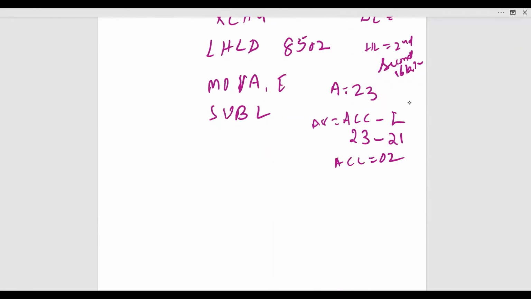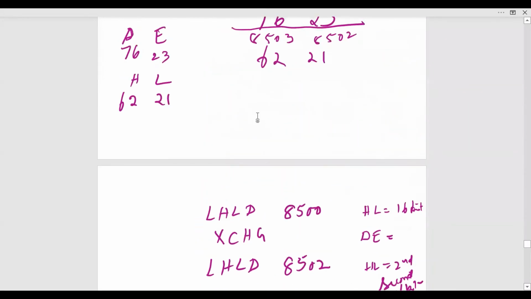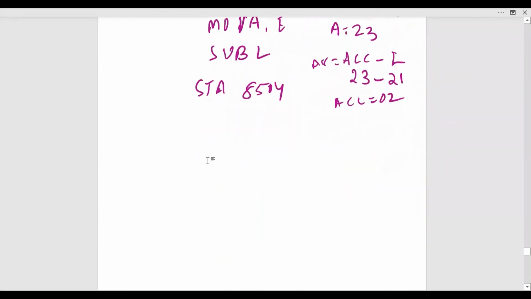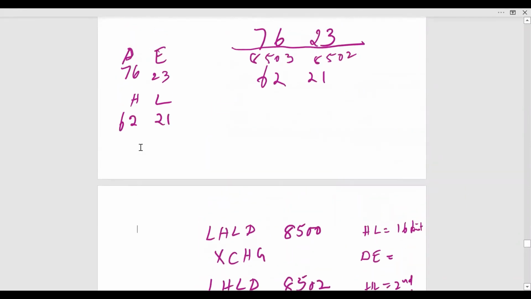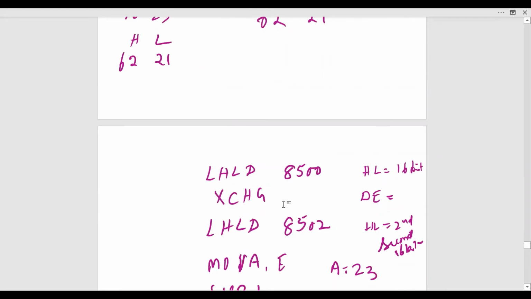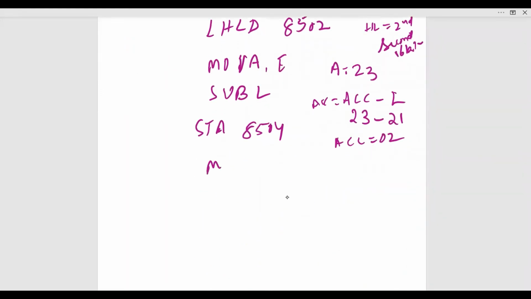Now we store the result in a memory location 8504. So now the first subtraction result is in 8504. Now the lowest byte subtraction is completed. Now we have to go with the higher byte subtraction of the two 16-bit numbers. So the first 16-bit number's higher byte is in D and the second one is in H. So again MOV A, D. So the accumulator now consists of 76, and then SBB H.